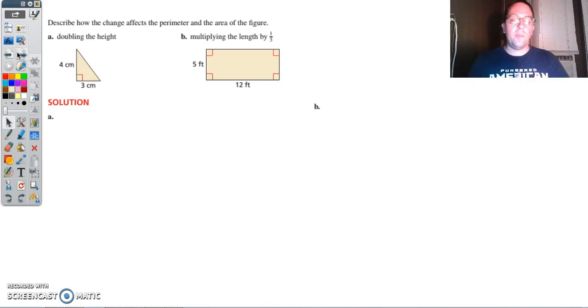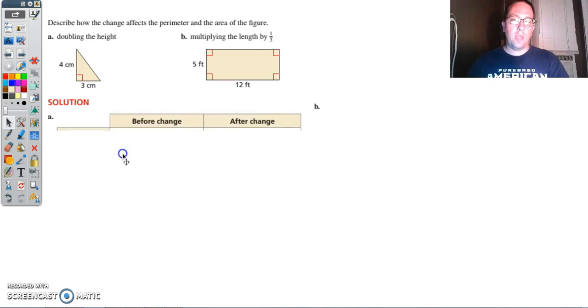So here we're going to look at problem A. We're going to double the height of the triangle. Remember, this is going to be the height, this is going to be the base. It doesn't always go that way, but it does for this one. So we're going to double the height from 4 to 8. An easy way to see this is to figure out the perimeter for the old triangle and the perimeter for the new triangle, then figure out the area for the old triangle and the area for the new triangle, and see how it changed.